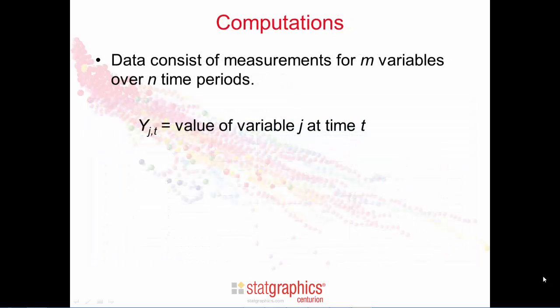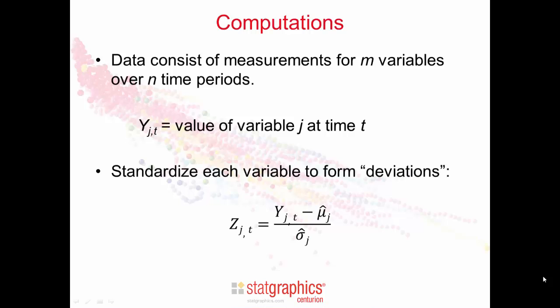Before we plot the data, we're going to do some simple computations. The data consist of measurements for m variables over n time periods. Let's let y sub jt be the value of variable j at time t. What we're going to do is standardize each variable to form deviations. We'll do that by taking the values, subtracting the estimated mean of the associated variable, and dividing by the estimated standard deviation. These z-scores represent the deviations of each value from its respective mean in units of its standard deviation.